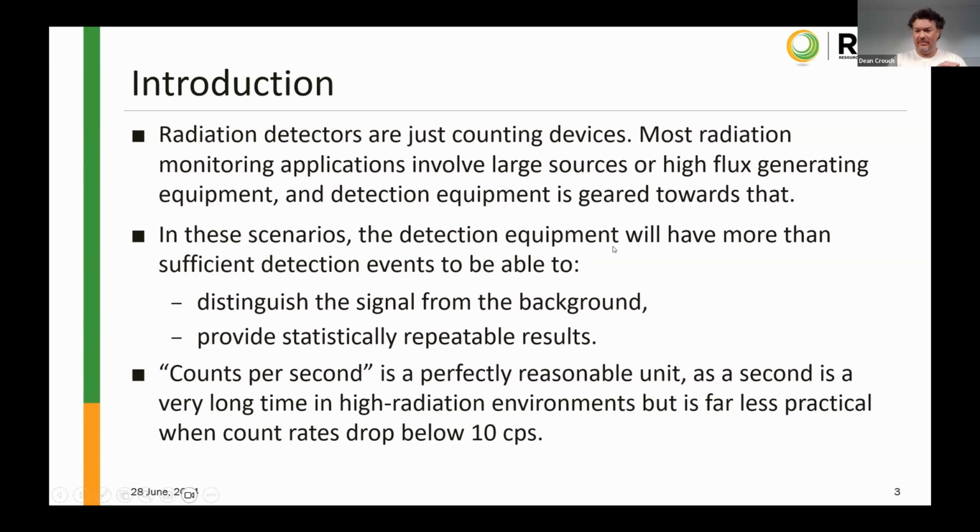From those applications, we generally talk in counts per second, which is, again, a perfectly reasonable unit to use because you've got so many counts in that second. The statistics work out really well. Everything's robust. Great. Everything starts to come undone when the counts are below approximately 10 counts per second and definitely below 1. So we're going to focus on those sorts of situations because much of the equipment that's out there just wasn't really originally designed to do that.